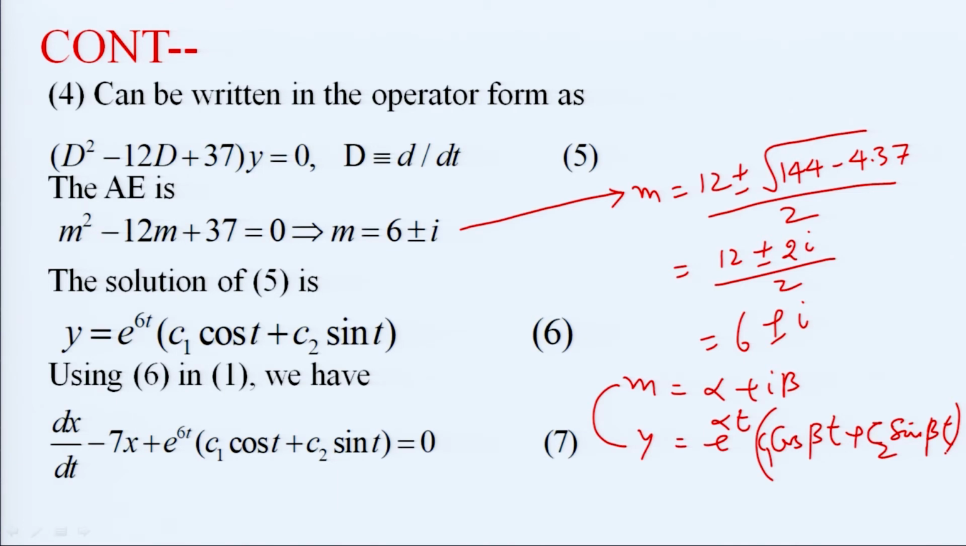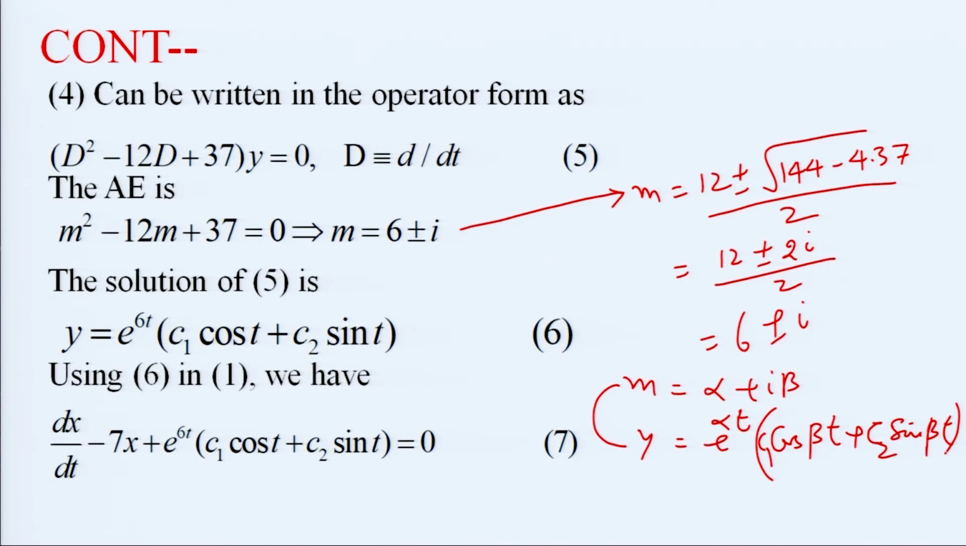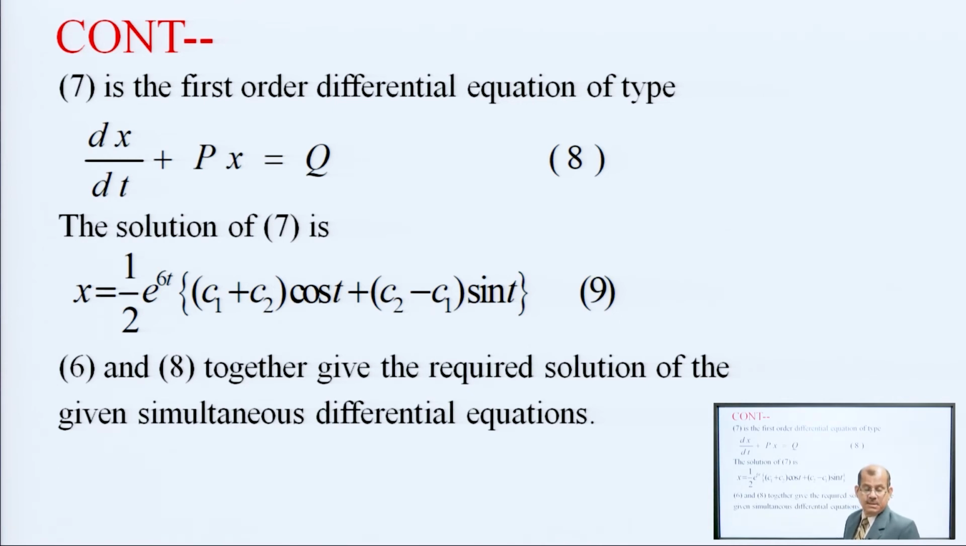Using 6 in 1, the first equation, put y is equal to e raised to power 6t times c1 cos t plus c2 sin t. It is a first order differential equation of the form dx by dt plus px is equal to q. The solution of this type is x is equal to 1 by 2 e raised to power 6t times c1 plus c2 cos t plus c2 minus c1 sin t. 6 and 8 together give the required solution of the simultaneous equations.